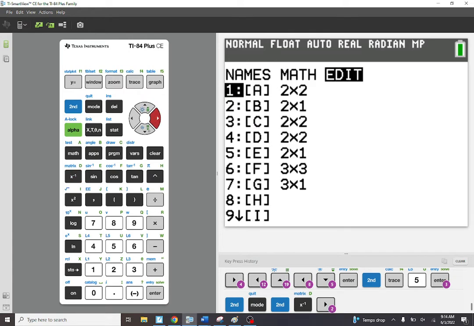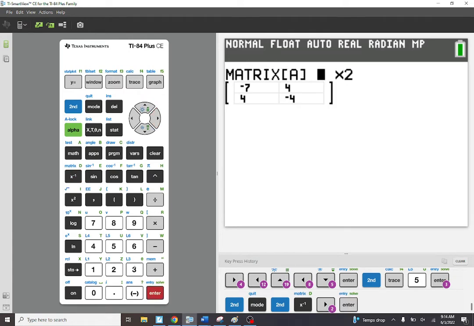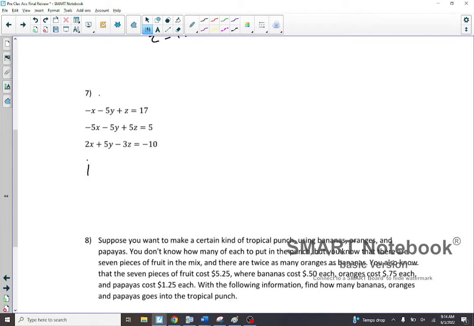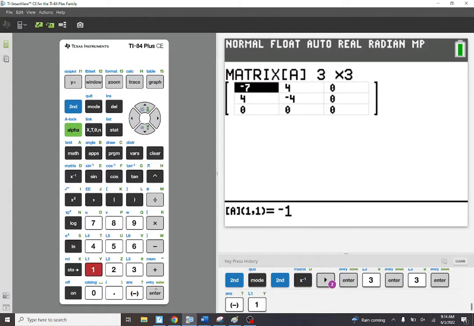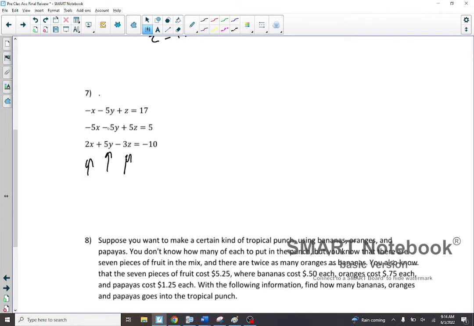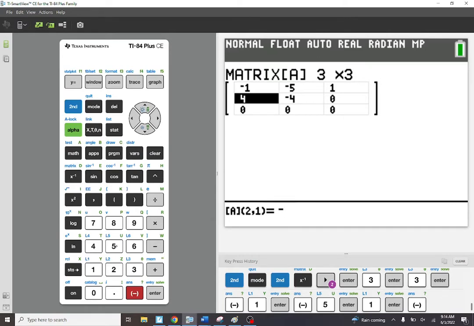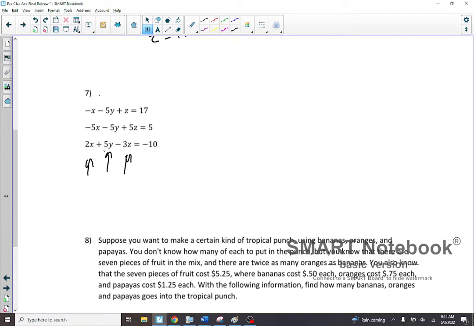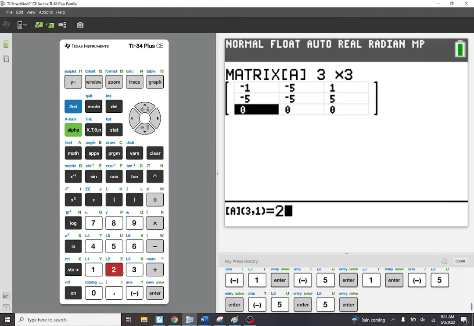I'm going to go edit. I'll edit A again. In this case, because we have 3 variables, it's going to be a 3 by 3. Very important, you got to make sure if you're going to be consistent, the x's are first, the y's are second, the z's are third, okay? So this is going to be negative 1, negative 5, 1. Negative 5, negative 5, 5. And then 2, 5, negative 3. That's positive 2, 5, negative 3.